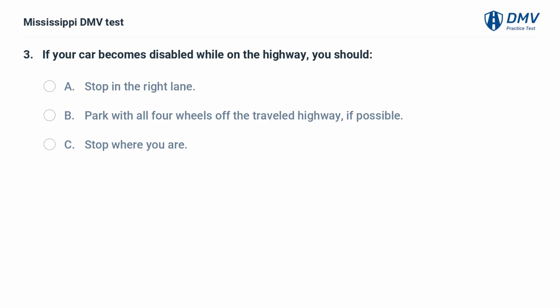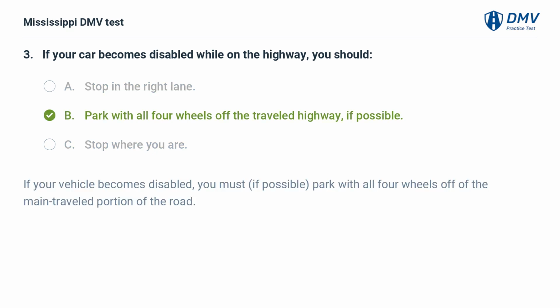If your car becomes disabled while on the highway, you should: A. Stop in the right lane. B. Park with all four wheels off the traveled highway, if possible. C. Stop where you are. The answer is B. If your vehicle becomes disabled, you must, if possible, park with all four wheels off of the main traveled portion of the road.